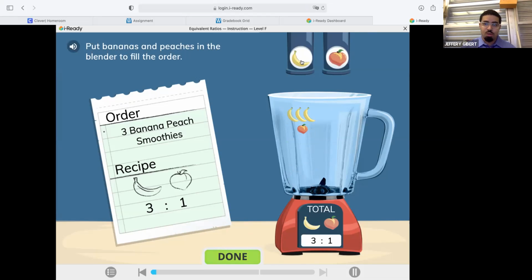smoothie. So now we're gonna do 1, 2, 3 bananas and 1 peach. Now we got 2 smoothies. Then 1, 2, 3 bananas and 1 peach. So now we got 3 smoothies. 1, 2, 3. That's it. There are 9 bananas and 3 peaches and 3 smoothies.